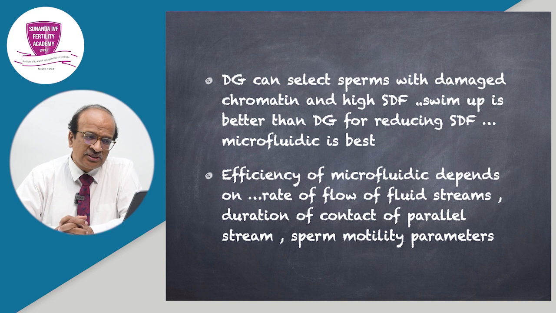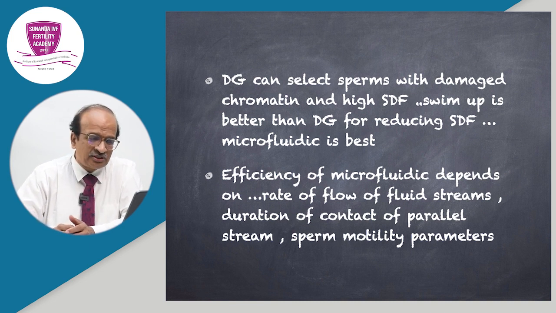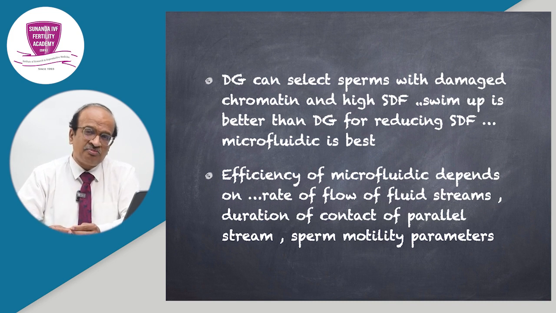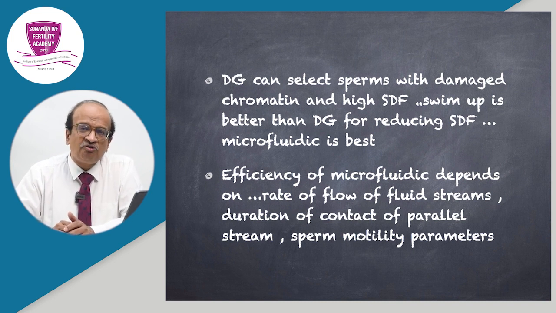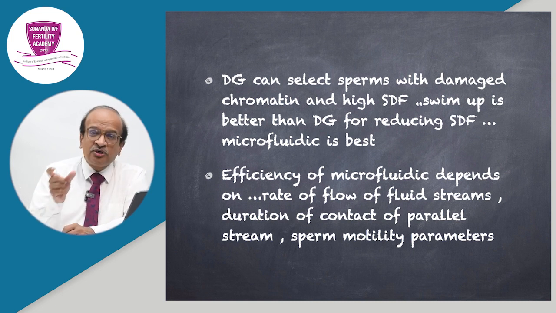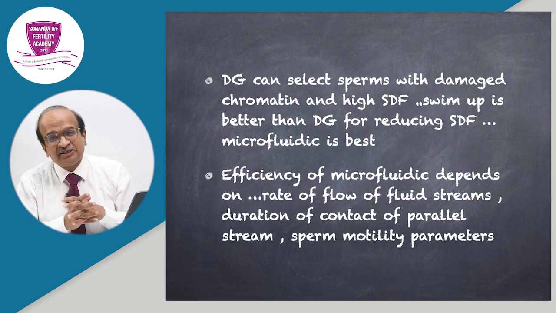Density gradient technology can select sperm with damaged chromatin and high sperm DNA fragmentation. Swim up is better than density gradient for reducing sperm DNA fragmentation, but microfluidic is the best. The efficiency of the microfluidic technique will depend upon the rate of flow of the fluid stream, the duration of contact of the parallel streams, and the sperm motility parameters. So what I understood is that going 2 or 3 rounds with microfluidic can give you a better motile sperm concentration which can be used for IUI.